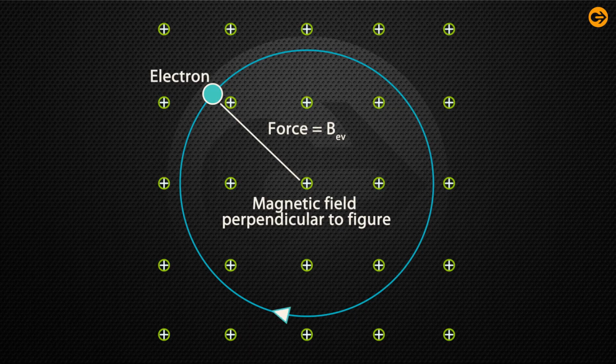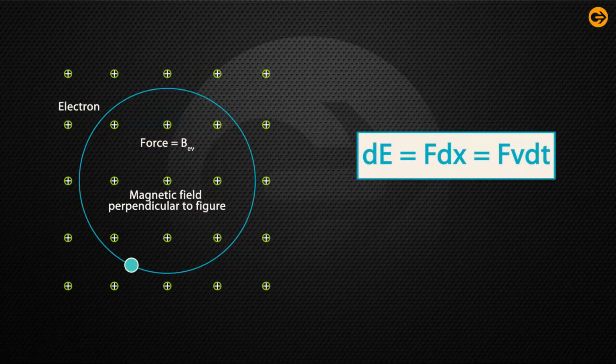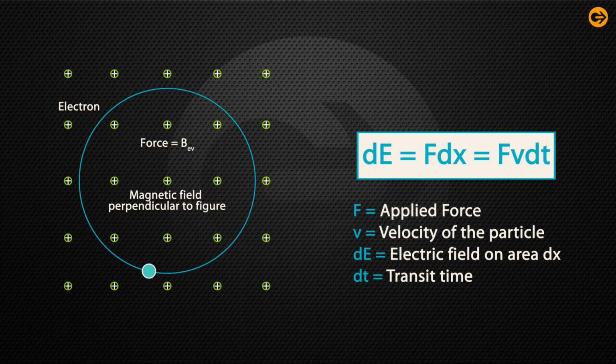This effect is expressed as dE is equal to F dx is equal to F v dt, where F is the applied force, v is the velocity of the particle, dE is the energy change over the distance dx, and dt is the transit time. For drift current, there are some parameters that we can measure.